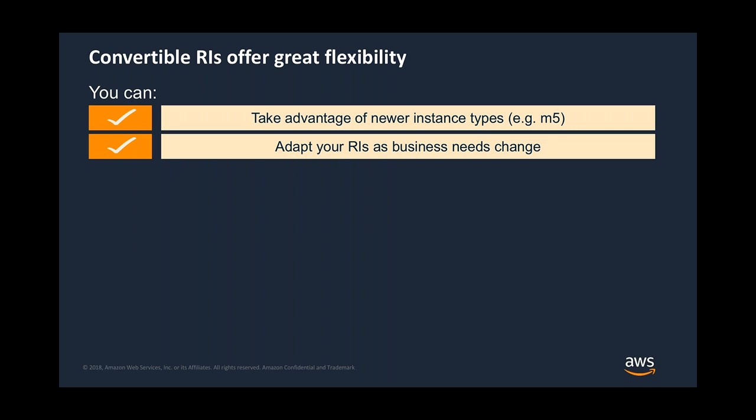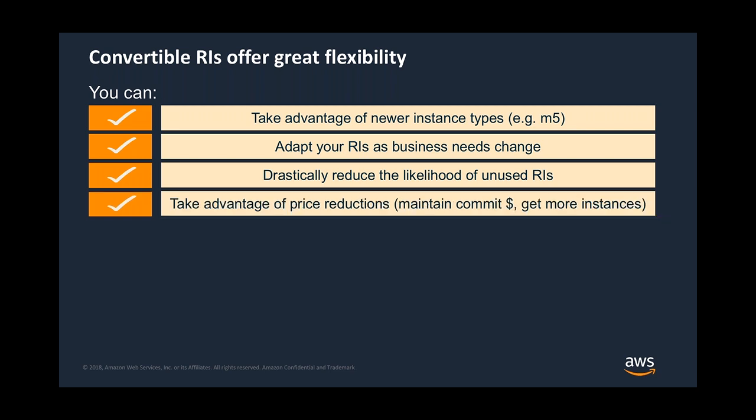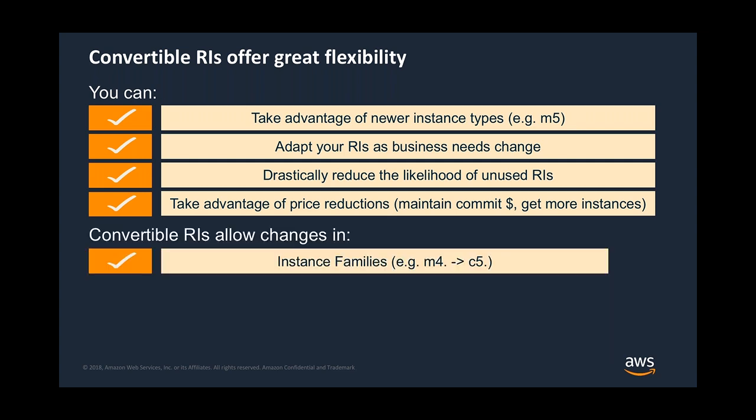They allow you to change your reserved instances as business requirements change. So if you want to change what kind of compute you're running, therefore, drastically reducing the likelihood of any unused reserved instance. And they also allow you to take advantage of price drops. So if we drop price on compute, within the convertibles, you can take advantage of that. How you're able to obtain these benefits is that instances that are convertible allow you to change the family. So for example, an M4 to a C5 or to the latest generation.